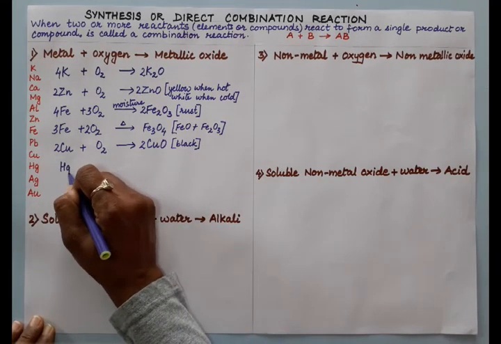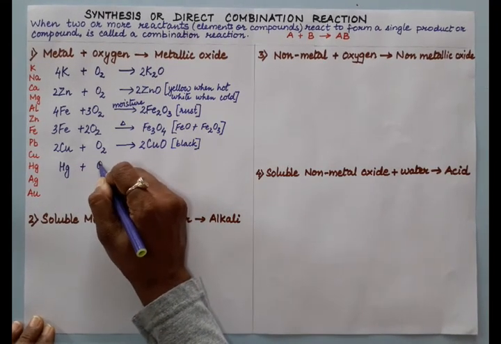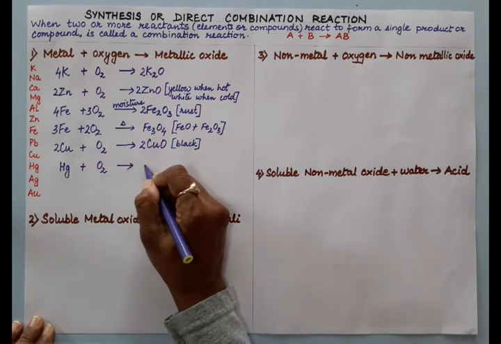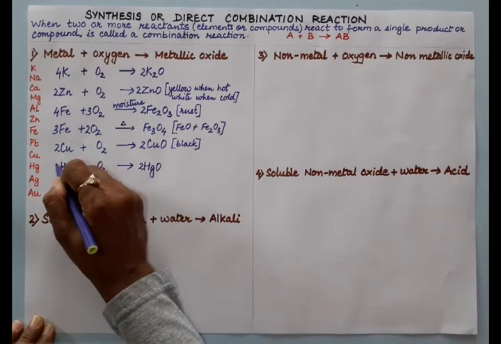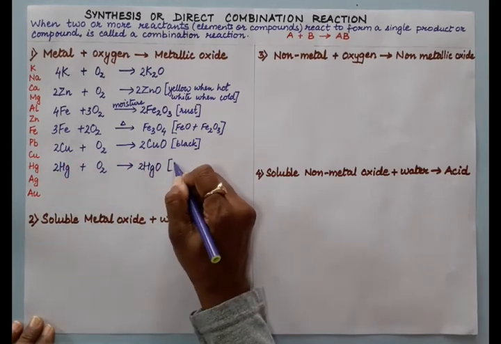When mercury reacts with oxygen, again mercury having variable valency, the final product will be HgO, which is orange red in color.